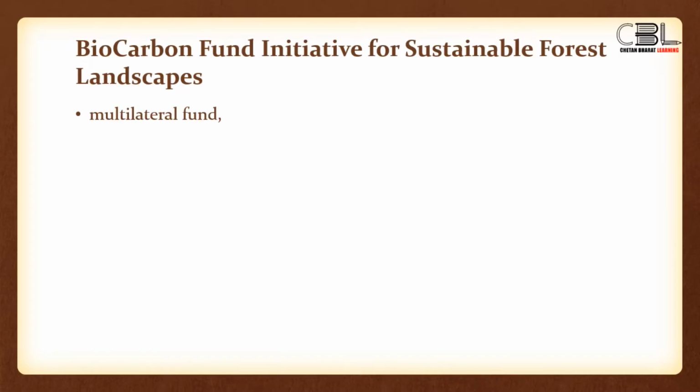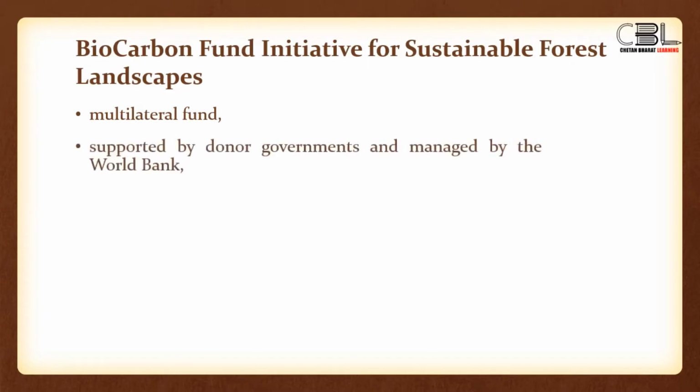Okay, so first, it's a multilateral fund. Multilateral fund means Bahupakshiya fund, means more than one country is involved. More than one entity is involved, more precisely. And it is supported by donor governments and managed by the World Bank. That is clear, that we have done.